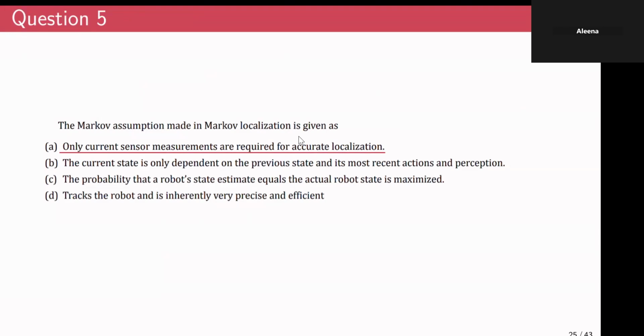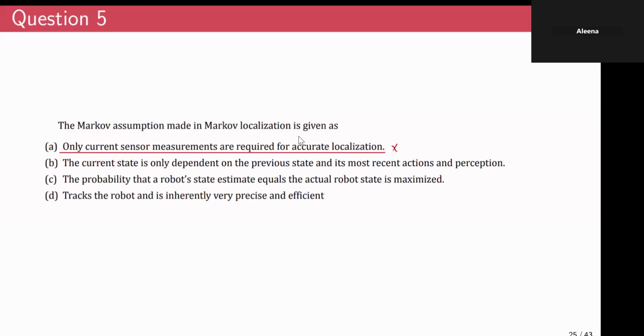So that is not true though, right? Because for accurate location, we need the information from the previous state. We need the estimate of the current state. Then we need the sensor reading of the current state. We also need the information from our map, right? All this information is required, not just the current sensor readings. So the first statement is obviously false.